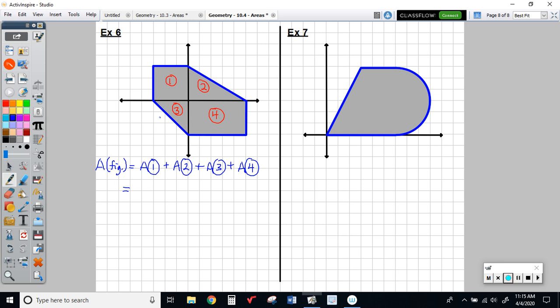So the area of 1, that's a rectangle, that's going to be base times height. The area of 2, that's a triangle, that's going to be 1/2 base times height. 3, another triangle, 1/2 base times height. And 4, a rectangle, base times height. These B's and H's won't necessarily all be the same values. We have to look at each shape individually.